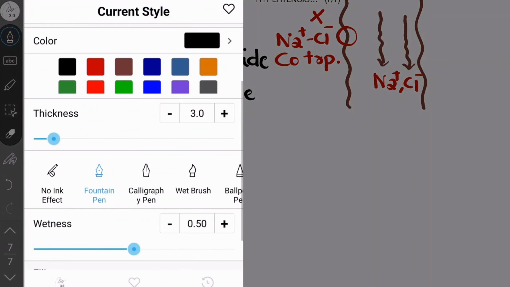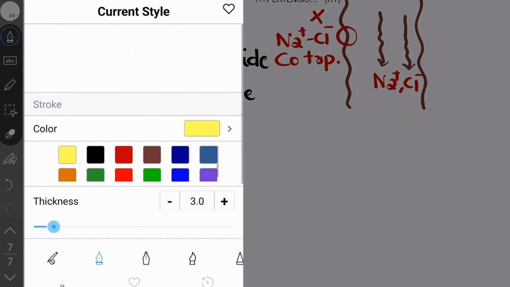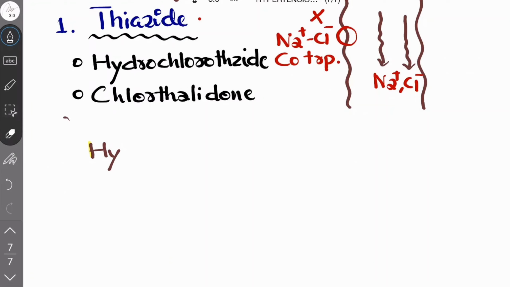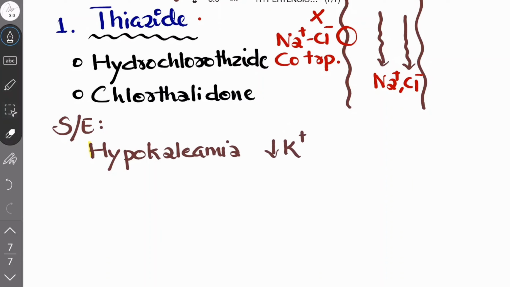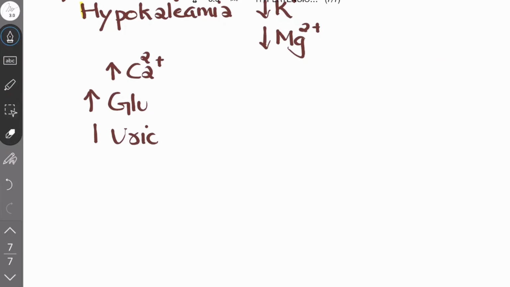Okay, side effects include hypokalemia. This is low potassium because electrolytes are lost. In hypomagnesemia, the magnesium level will decrease in the blood. Then the calcium level will increase, that is hypercalcemia. And the glucose level is also high, that is hyperglycemia. Then uric acid increases, hyperuricemia.